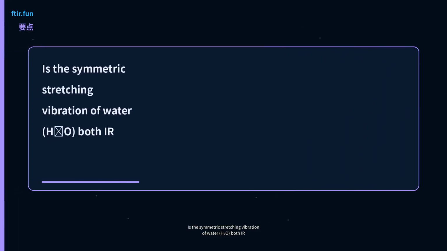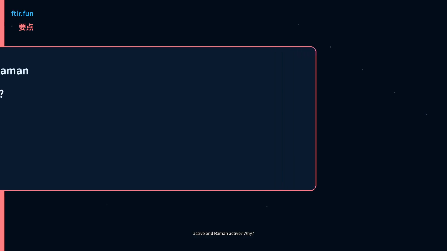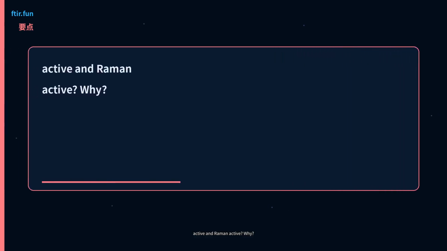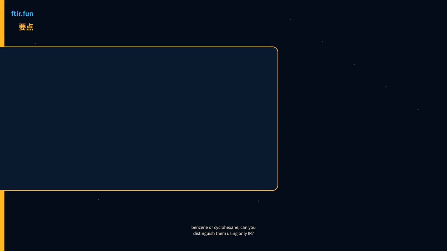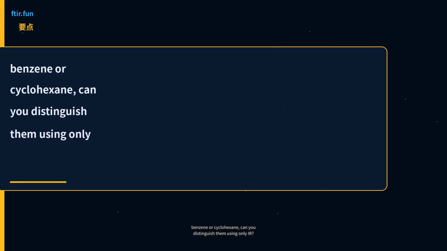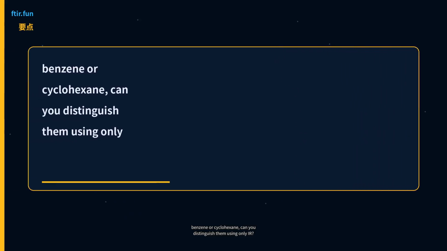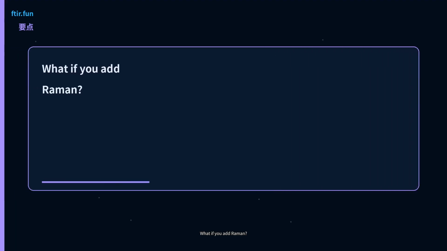Next is the symmetric stretching vibration of water, both IR active and Raman active. Why? If you have a bottle of colorless liquid suspected to be benzene or cyclohexane, can you distinguish them using only IR? What if you add Raman?